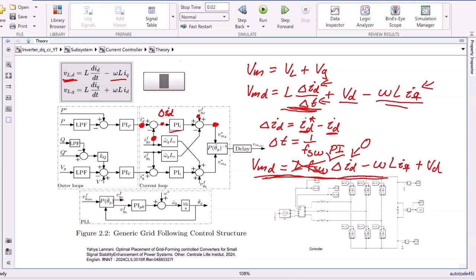And then we also have the grid voltage, and then we have a feed forward of IQ, which goes like this. And you can also do the same for the Q coordinate in order to get VMQ. But that procedure is basically the same.